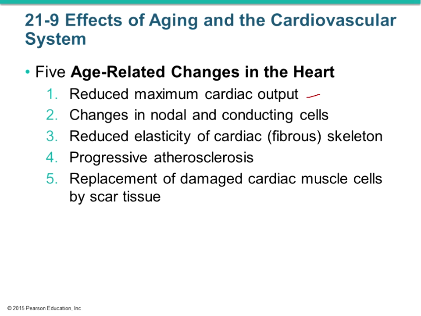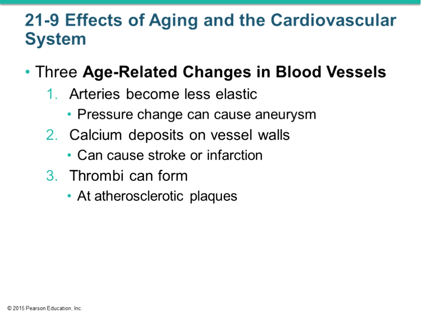At the heart, we've seen a lot of things. Your maximum cardiac output is going to go down. Your conducting cells may not be efficient, in terms of driving heart rate. Big one is reduced elasticity, so the cardiac skeleton is not going to be as elastic, which is going to make it harder for the blood to increase cardiac output. Atherosclerosis, of course, we've talked about that. Scar tissue typically replaces any damaged muscle cells. If you had any sort of areas of infarct that might occur, that can also be impacted.